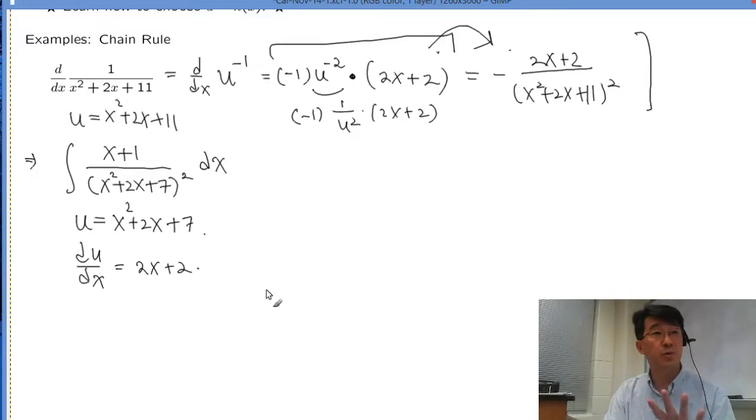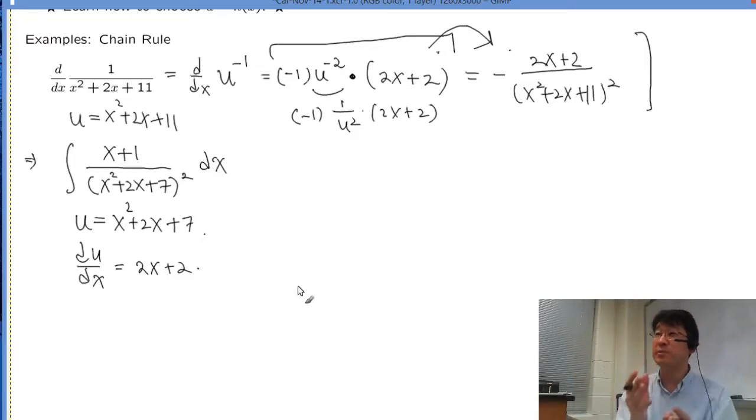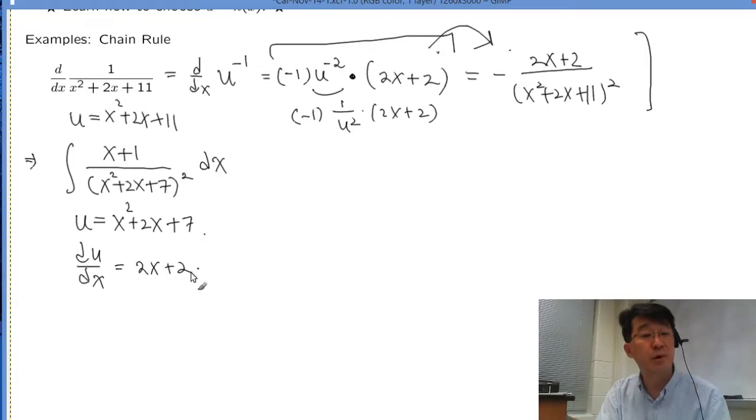Okay, so now what do you do with this one? Multiply du dx or the other one? The other one, what is it? Reciprocal, because it's integral. Chain rule, you multiply du dx. Integral, you have to do it the opposite way. You have to multiply the reciprocal, right? What happens if you multiply the reciprocal of that one? Does something cancel out nicely?